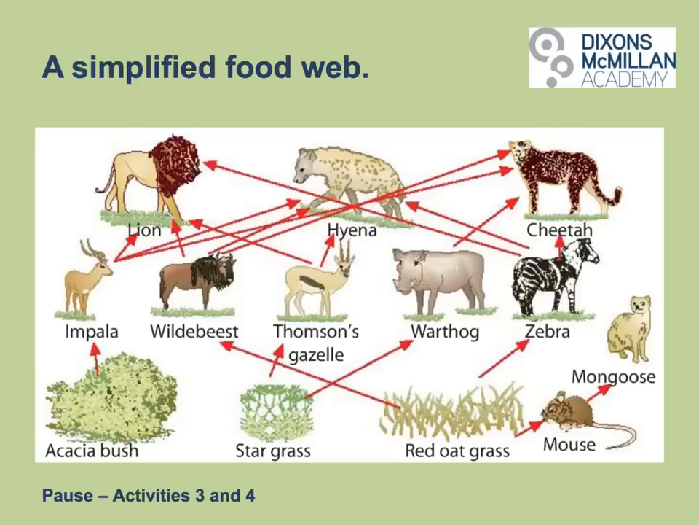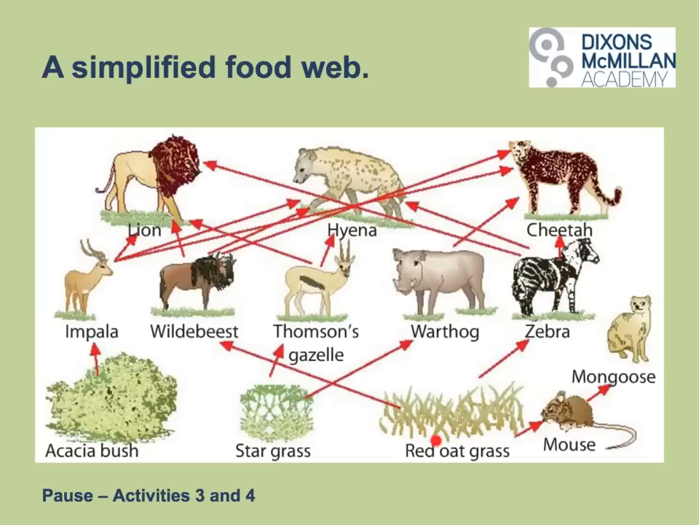So here you go. This is an African food web. It's a more simplified version for you. And you can see down at the bottom we have producers. So you've got the acacia bush, stargrass, red oak grass, and then you have the various animals that are involved in consuming them. So you have the zebra that will consume the red oak grass, so that's a primary consumer, which is then eaten by the cheetah.